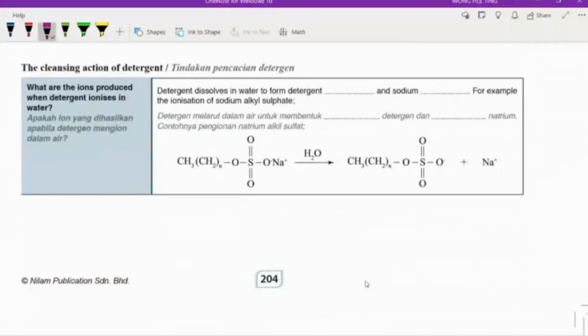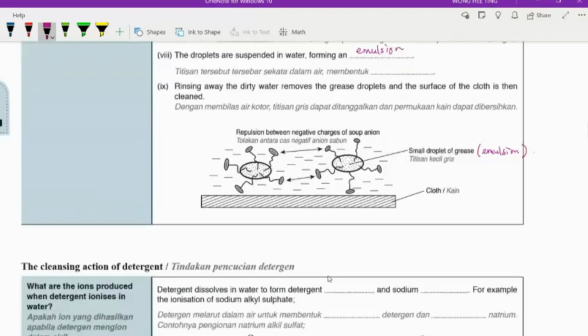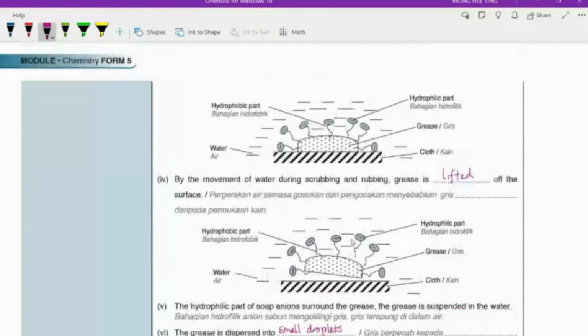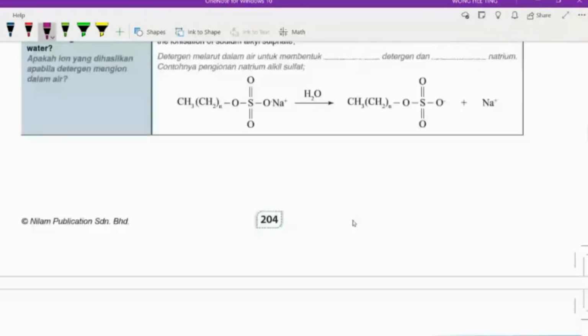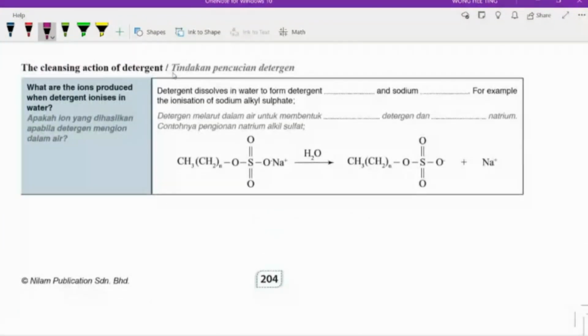Then detergent is actually almost the same. Okay, just the head is different here, because the head is the sulfonate for the detergent. Okay, for the soap it will be carbonate. So for the detergent, the detergent dissolved in water forms the detergent ions and sodium ions. Okay, for example, ionization of the sodium alkyl sulfate will be like this. So it forms this one, an ion, and this one, a sodium ion.